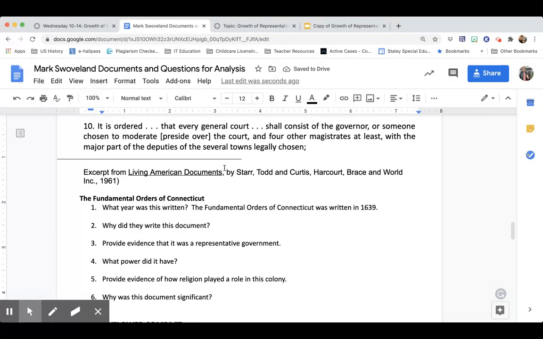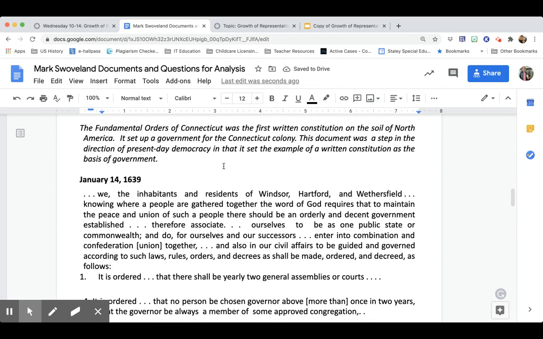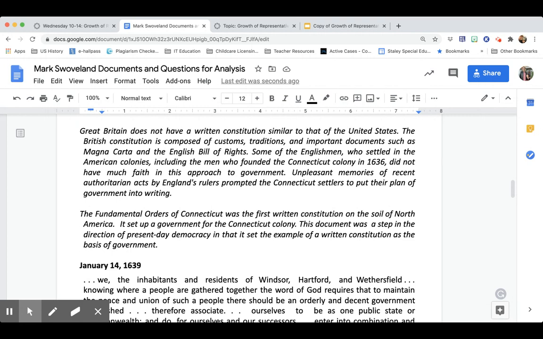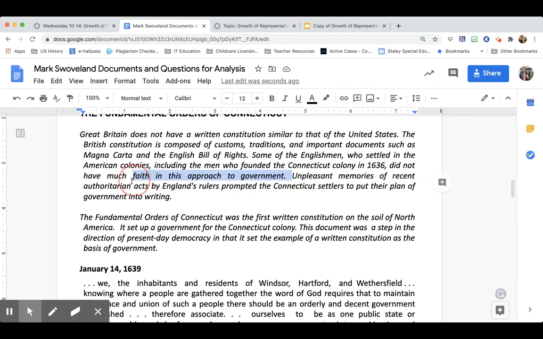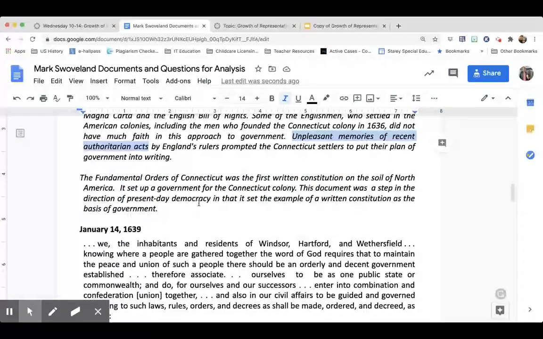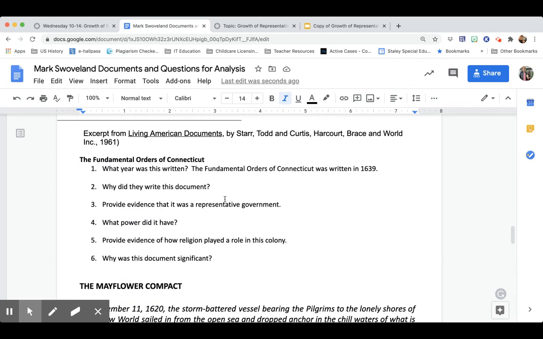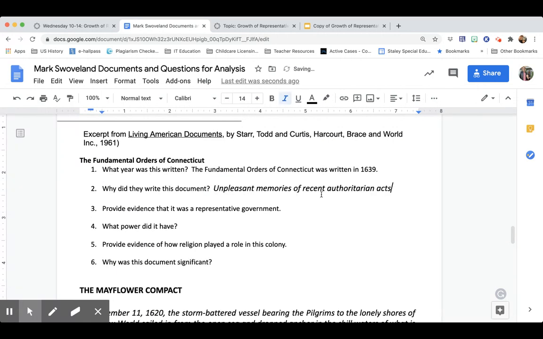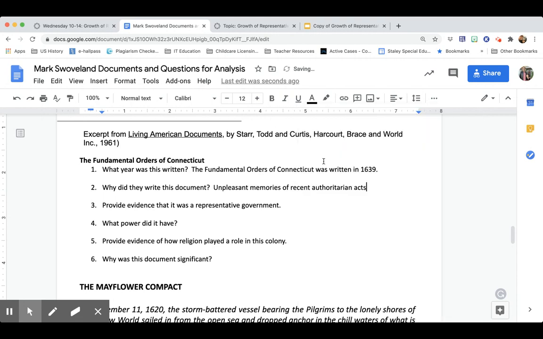Why did they write this document? Okay, so remember we talked about how there is no written constitution in England. So let's see if we can find a quote. Oh, here's a perfect one: "Unpleasant memories of recent authoritarian acts." So that means that the government is doing things that people don't like. All right, so I'm going to put this down here and then let's see how we can fit it in.